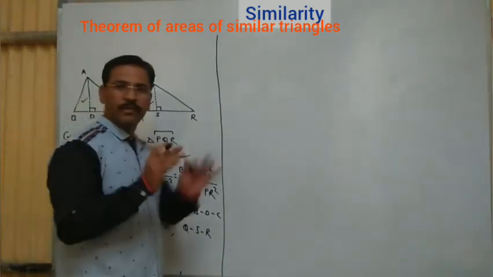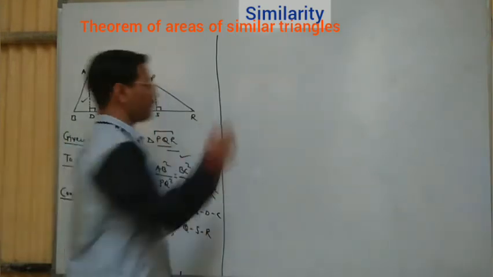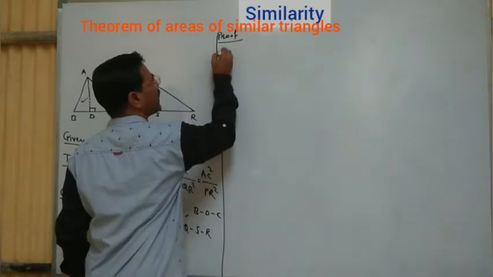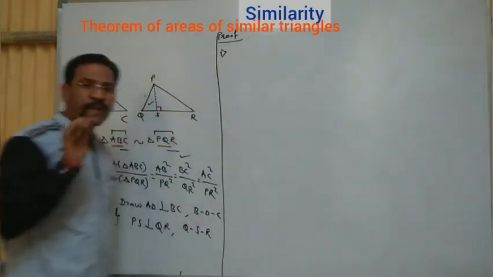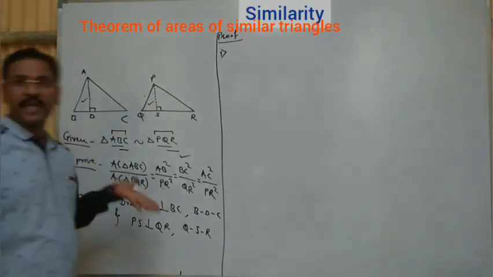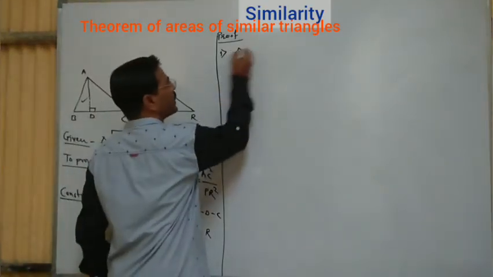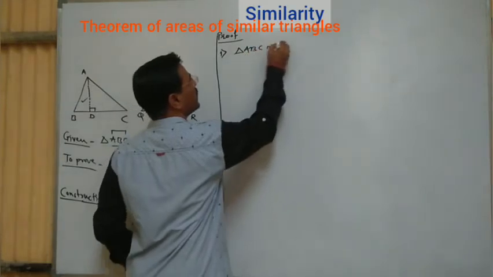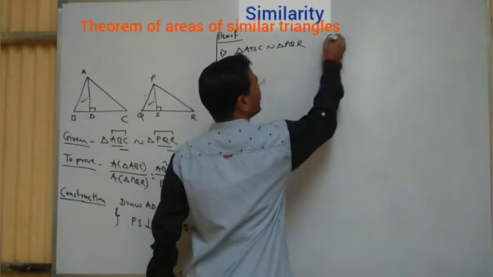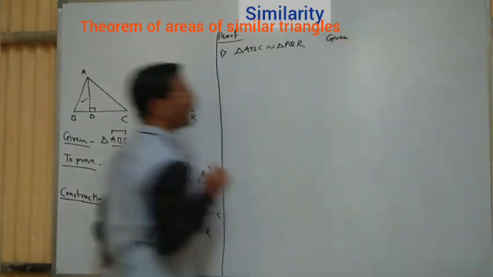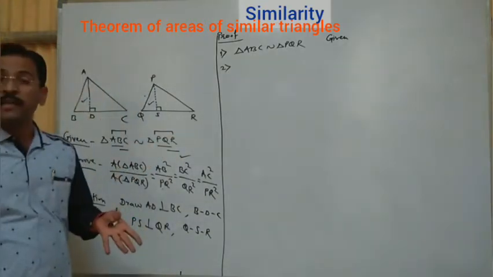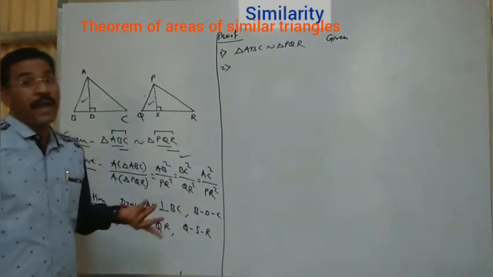See here, we'll write the proof step by step. Okay friends, see here, proof. We'll write step number 1. First I'll write the given part. What is the given part? Both the triangles are similar. So triangle ABC is similar to triangle PQR, which is given. I'll write the reason also. Now, if the two triangles are similar, what can you write? Their sides are in proportion and angles are also congruent.